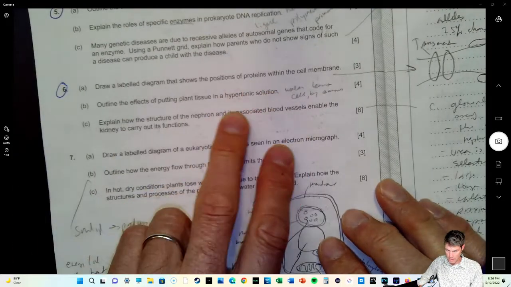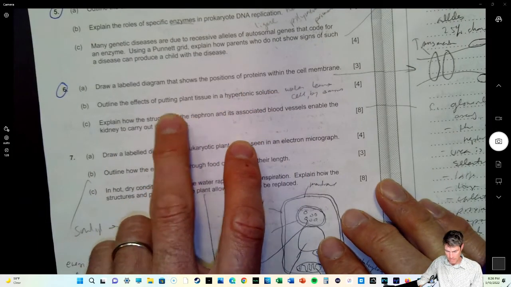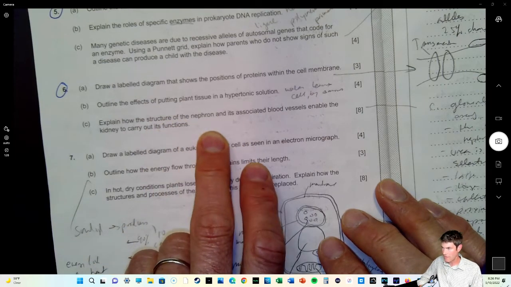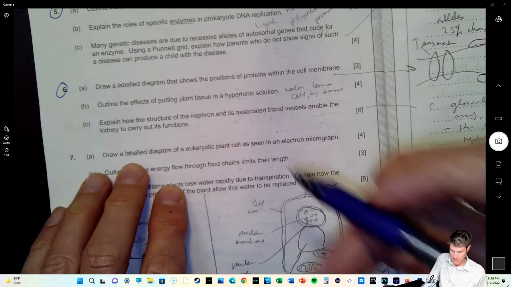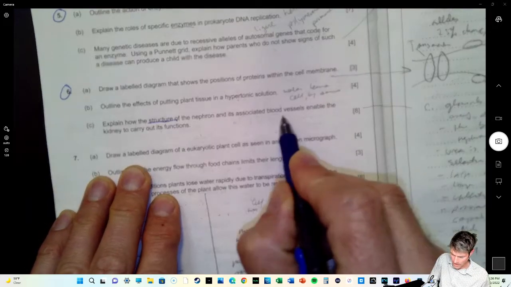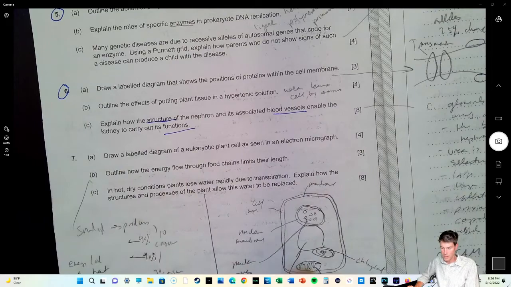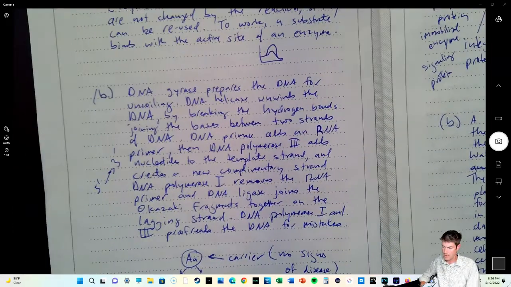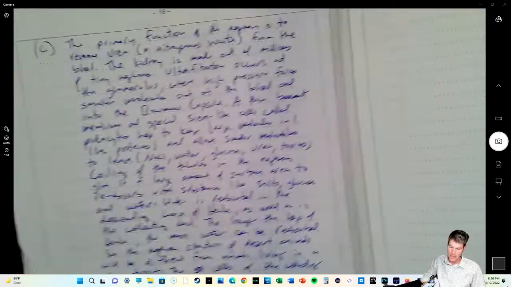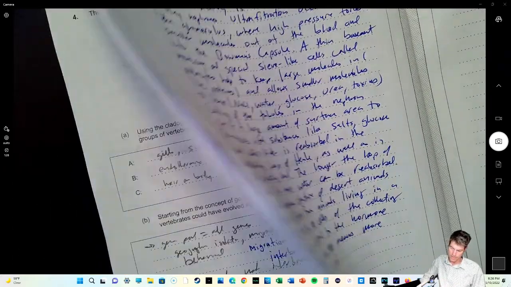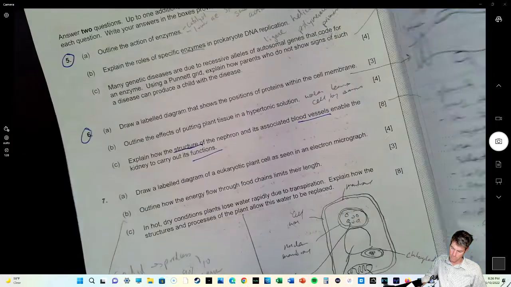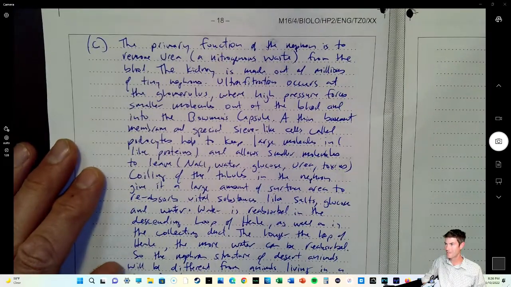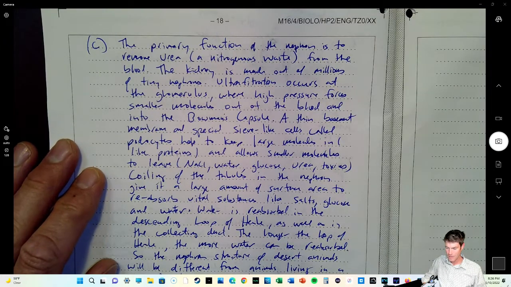Now the next question, looking at number 6. Structure of a nephron and how the associated blood vessels enable it to carry out its function. So structure and function is what we want to look at here. Keep that in mind as we're writing our responses. I believe it is 8 points. So it's a big one. So you want to write some stuff.